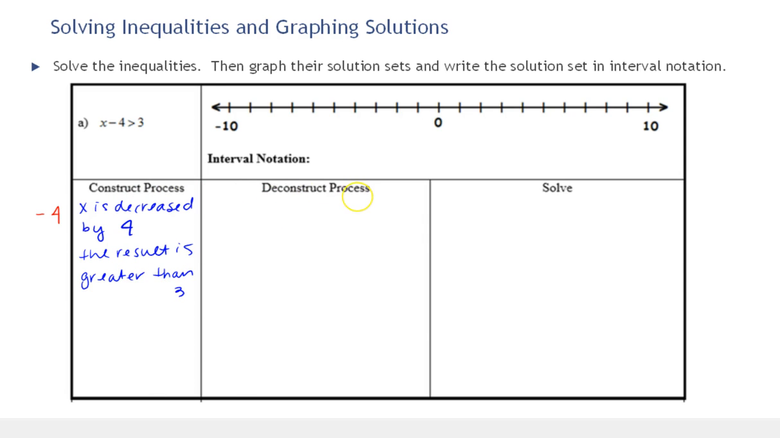Now we want to deconstruct that process. So we have 3 was our result. So 3, instead of decreasing by 4, we want to increase by 4. So 3 is increased by 4. And now here's the part we have to be careful of. We're going to start with x. X is greater than the result.